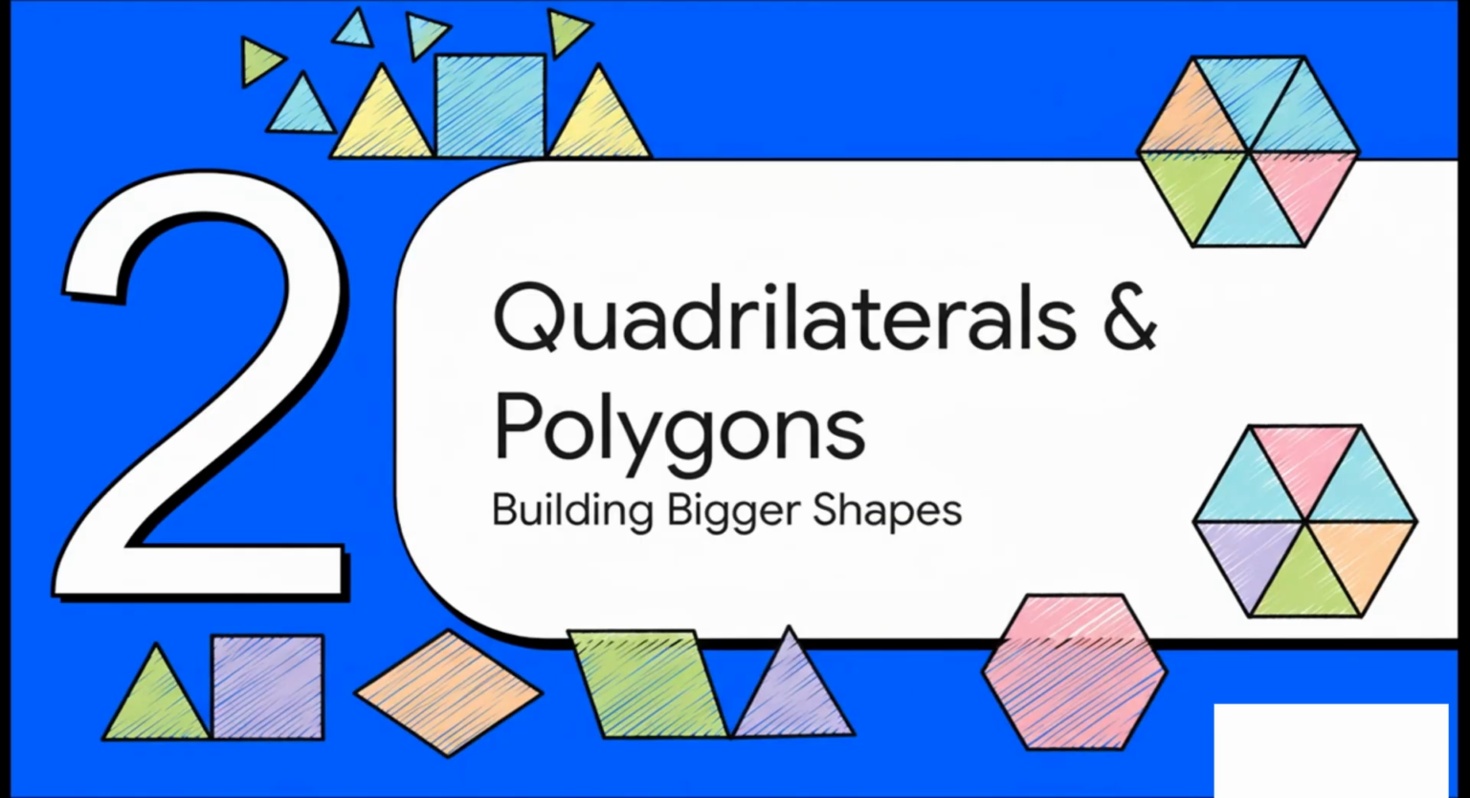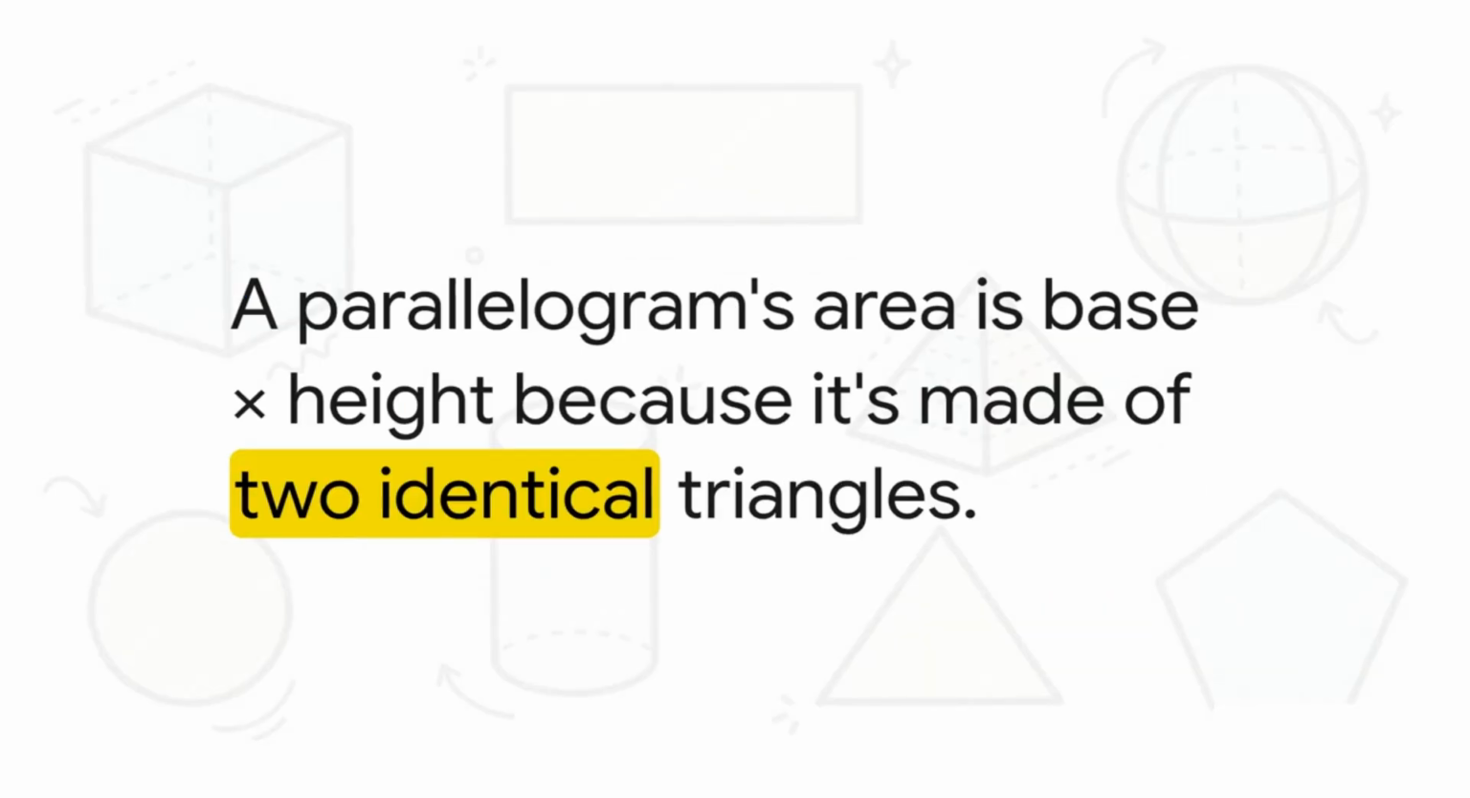Okay, so where do we go from here? Once you get triangles, you can start piecing them together to build bigger, more complex shapes, like quadrilaterals, anything with 4 sides, and from there, basically any polygon you can imagine. And this is a perfect example of what I mean. The area of a parallelogram is base times height. But why? Because it's literally just two identical triangles stuck together. So when you add their areas, half base times height plus another half base times height, you get one whole base times height. See how it all connects?